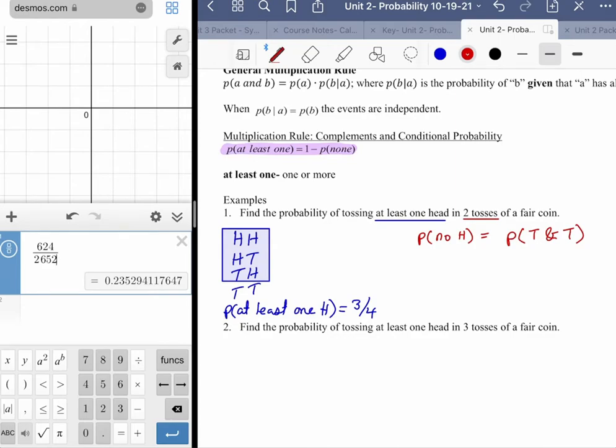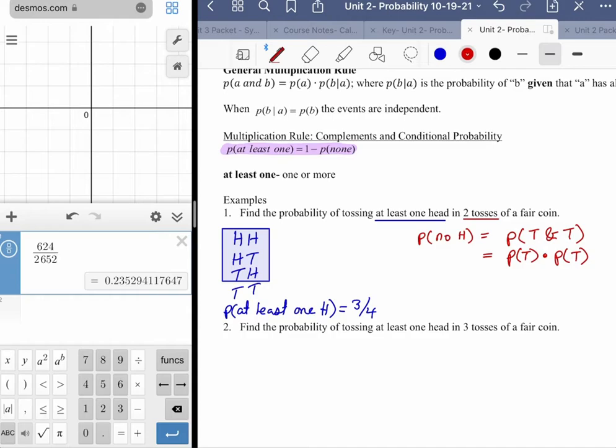So probability of tails and tails with independent events, we would just say it's the product of probability of tails and probability of tails. We don't have to worry about the given stuff because it doesn't matter what came before it. The probability of getting tails is always going to be the same. I could say the probability of getting tails given that the first outcome was a tails, but since that's not going to impact the probability, what's the point?